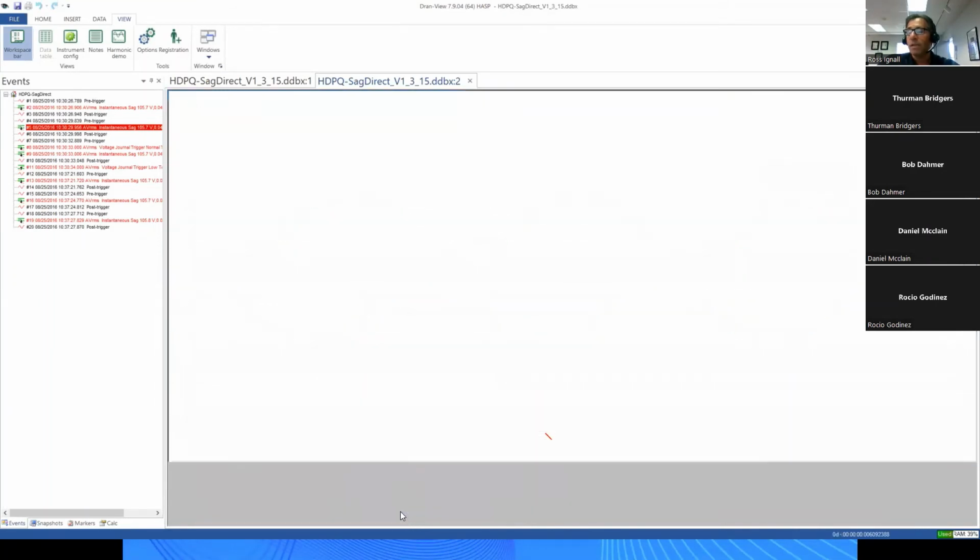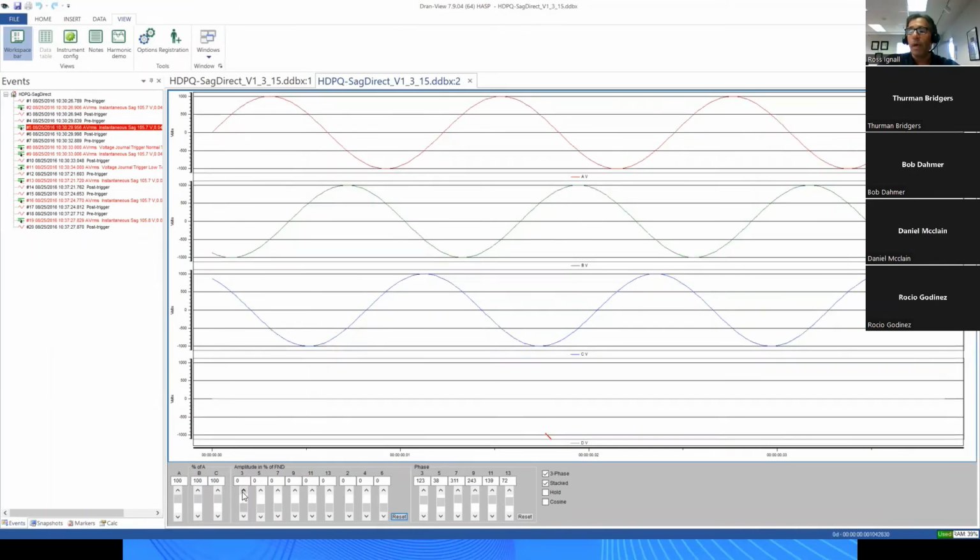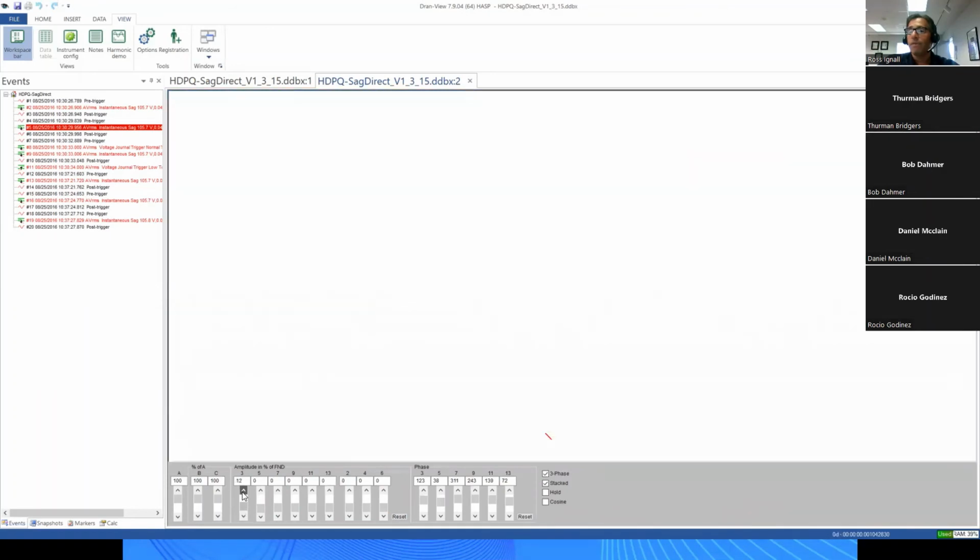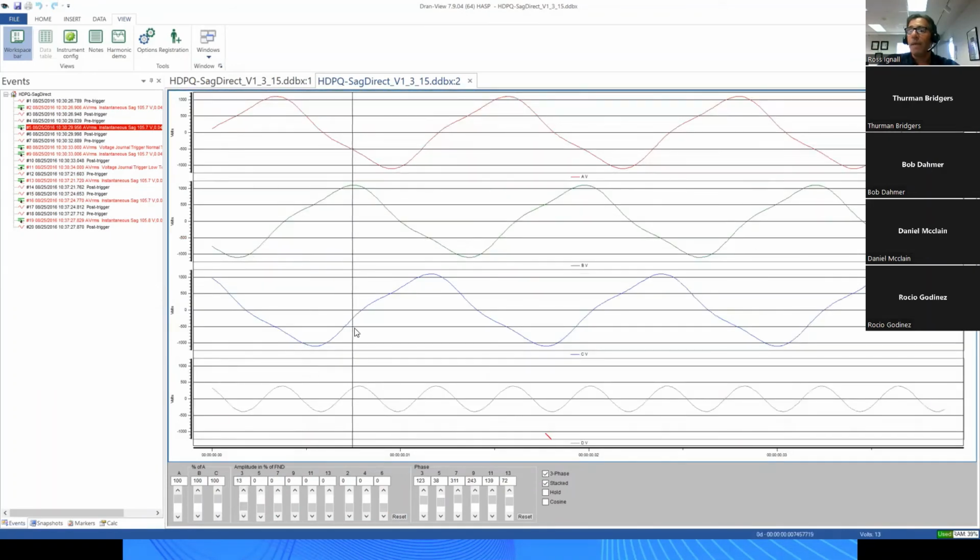If I reset this, now let me put in the 3rd harmonic. I'll just randomly put in harmonics. It became distorted on A, B, and C, and you could see the effect on the neutral here. So that is the additive component of the triplen harmonics, okay?